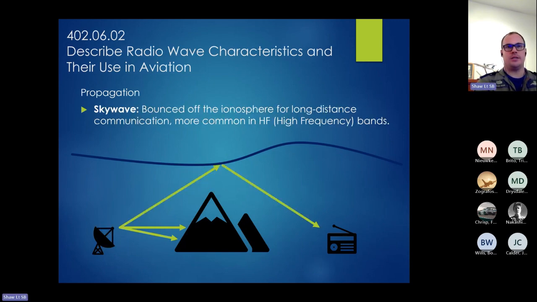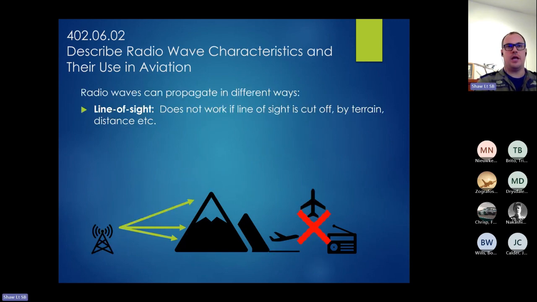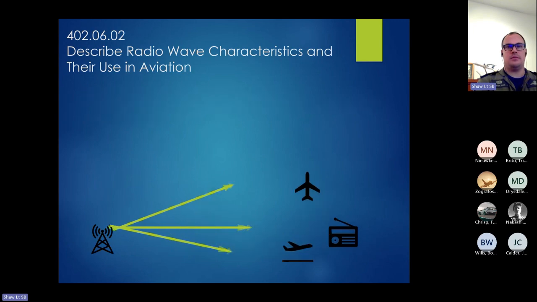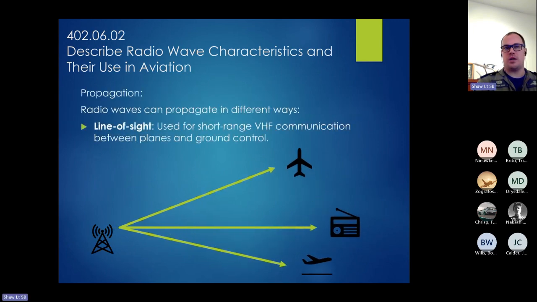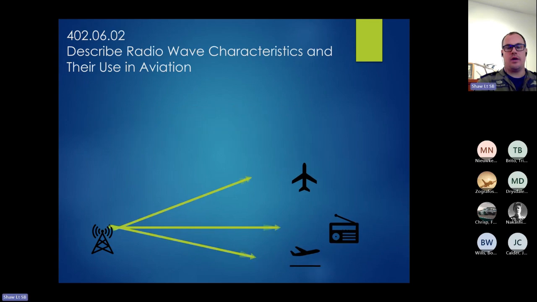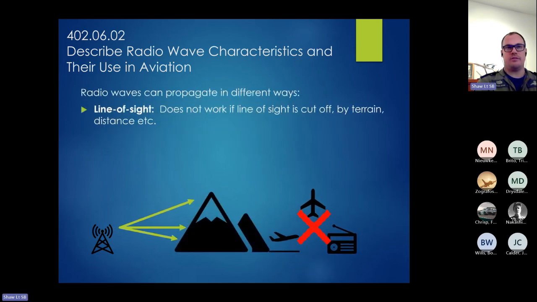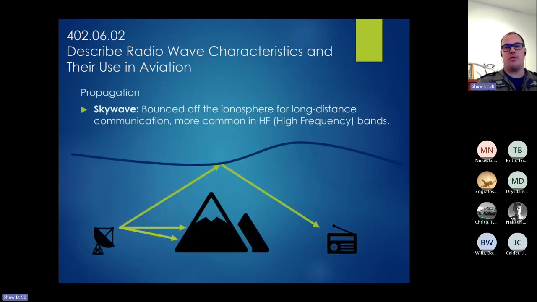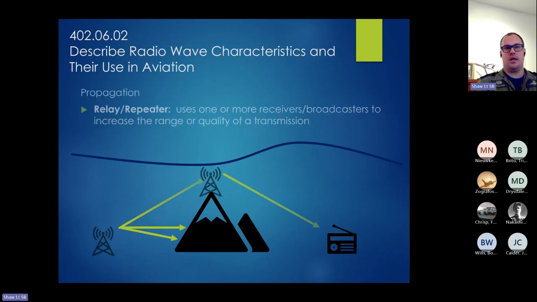So we've got a few different ways that we can do this, right? So we've got line of sight, which is the most common. That's how everything over land typically works, is line of sight. We have skywave, which is for super long range talking on the radio, usually only on the high frequency band. And then we have a relay or repeater.